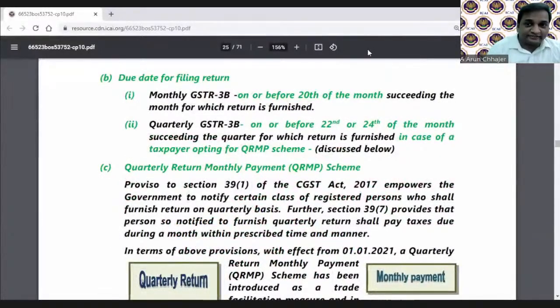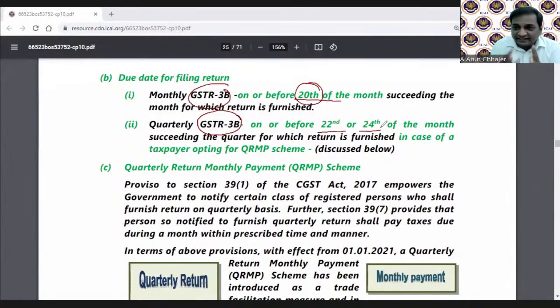See the due date. If you are filing the GSTR 3B on a monthly basis, it is the 20th of the next month. If you are filing the GSTR 3B quarterly, it is either the 22nd or the 24th. Why two dates? These two dates are made so that there is not huge pressure on the portal.